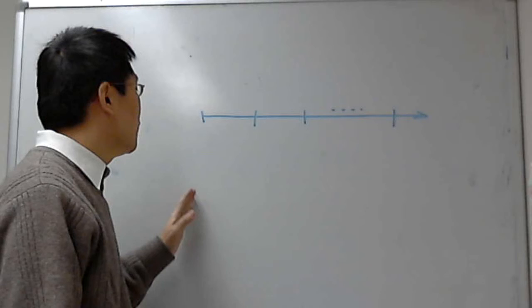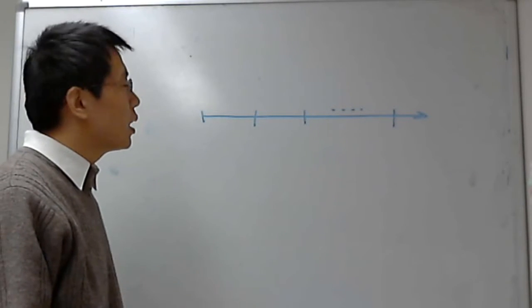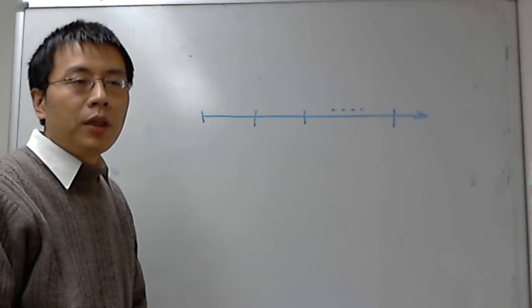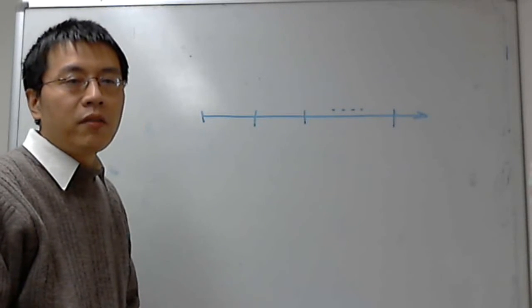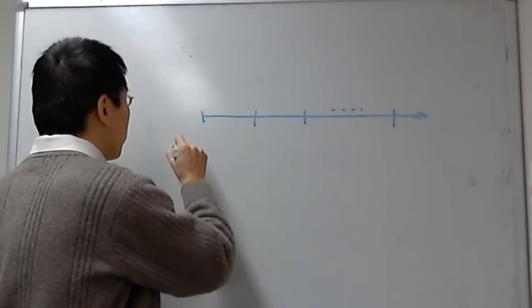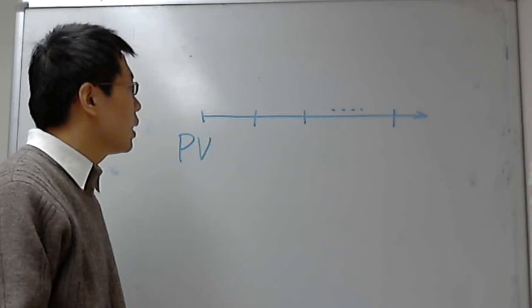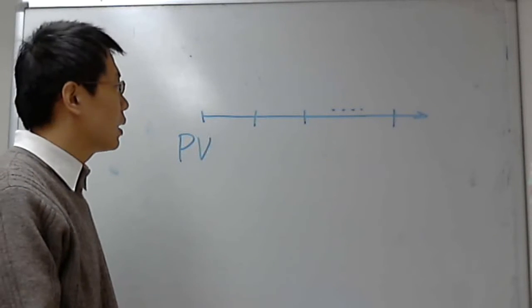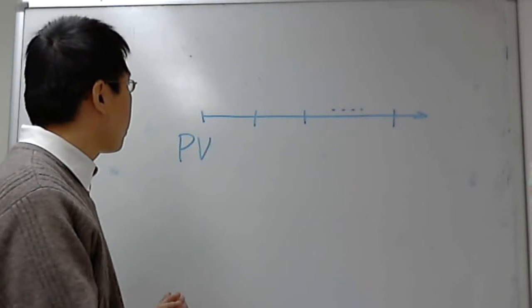On the timeline, on the left side, we have the initial deposit. Sometimes we call it principal, but normally we call it present value. So the present value, PV, represents the beginning balance on an account, the beginning balance of an investment project.